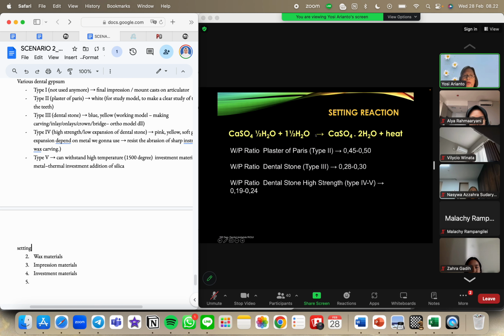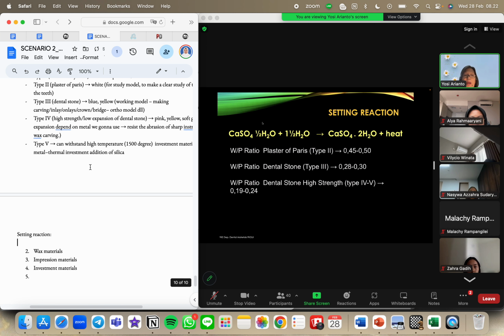Okay, this is the setting reaction. I already gave you the reaction. This is calcium sulfate hemihydrate, with only half of the water. If we mix it with water like this, we will have calcium sulfate dihydrate, and also heat, as it is an exothermic reaction. Okay, this is the water powder ratio of the material.